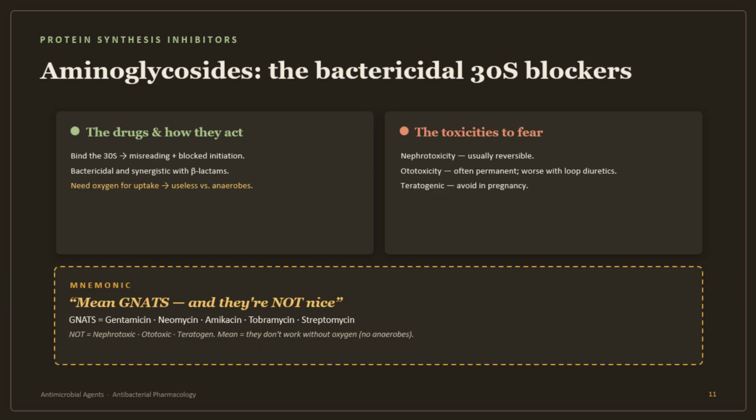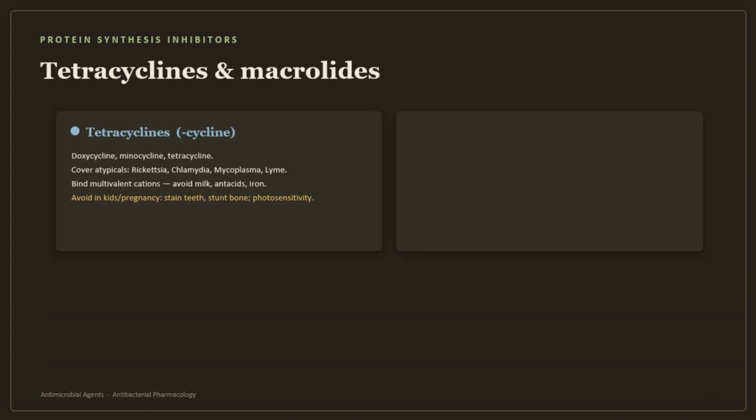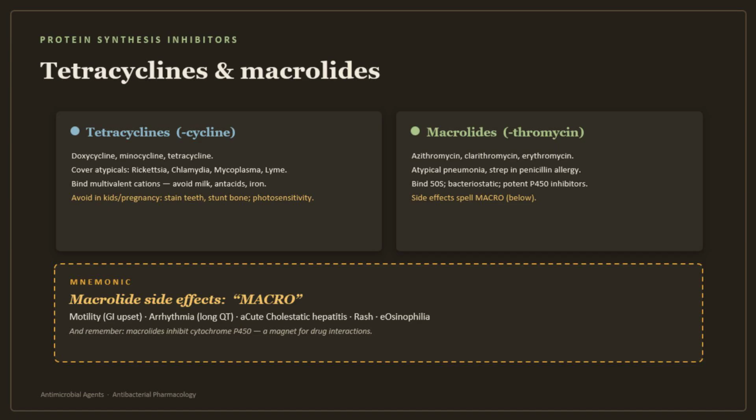GNATS gives you the drug names: gentamicin, neomycin, tobramycin, streptomycin. NOT gives you the toxicities: nephrotoxic, ototoxic, teratogen. And mean reminds you they're mean because they don't work without oxygen, no anaerobe coverage. Slick, right? Next up, two big 30S and 50S players, the tetracyclines and the macrolides.